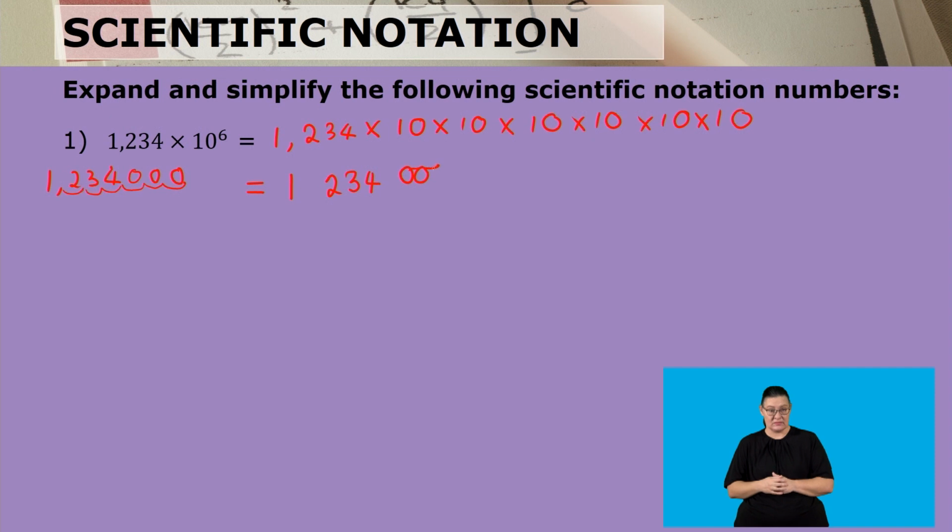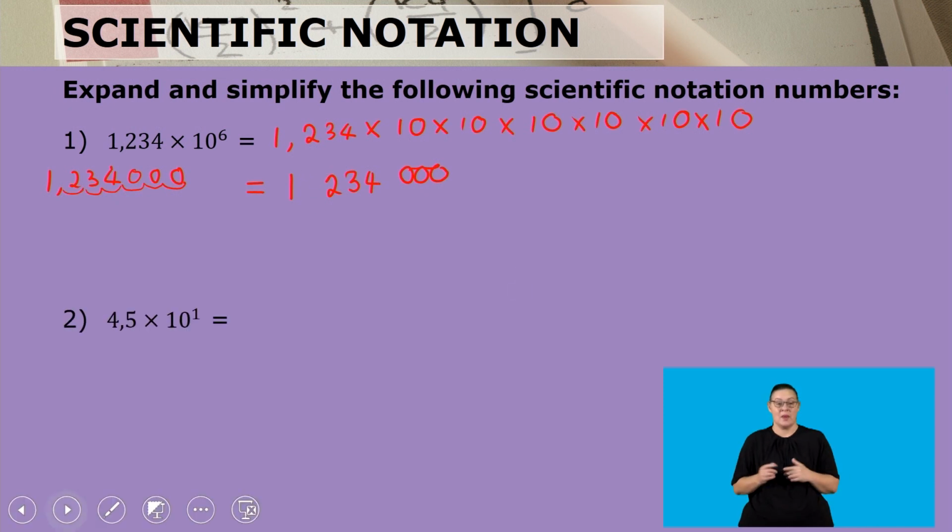1,234,000. And just to double check our answer, if our comma was there, we would be saying we are multiplying by 10 to the exponent 1, 2, 3, 4, 5, and 6, like we have been doing. So that is absolutely correct. Let's see if we can expand more of these.